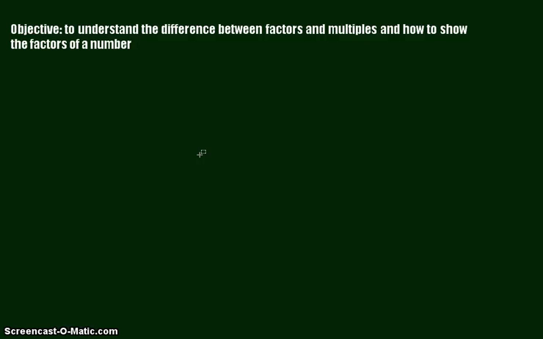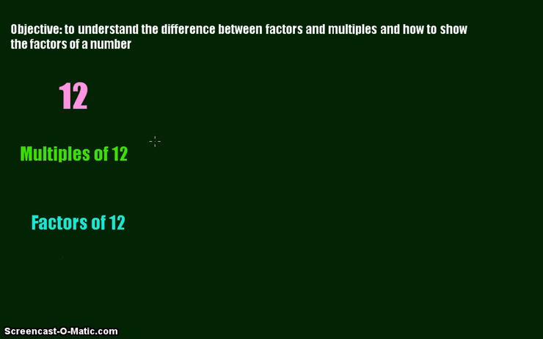Alright, in this video we're going to try to understand the difference between factors and multiples, and once we can do that, we're going to see how you can show the factors of a number. So let's take a look at our first example. Here we have the number 12. I have two things I'm going to try to do here. I'm going to find the multiples of 12, and then I'm going to find the factors of 12.